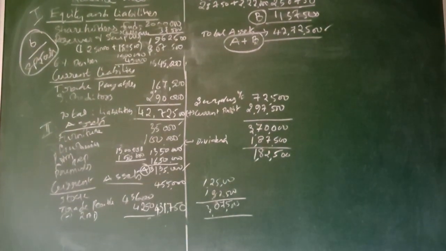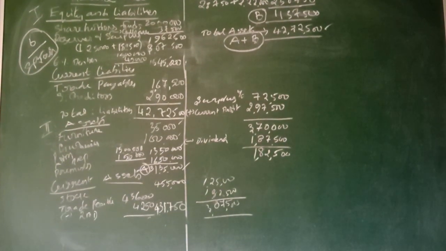We are going to continue yesterday's problem. Yesterday, I solved problem number 6, taken from Jain and Narang, Final Accounts of a Company. Yesterday, I taught you how to prepare the P&L account. Today, we are going to see how to prepare the balance sheet. Basically, you are aware of the format for the balance sheet.